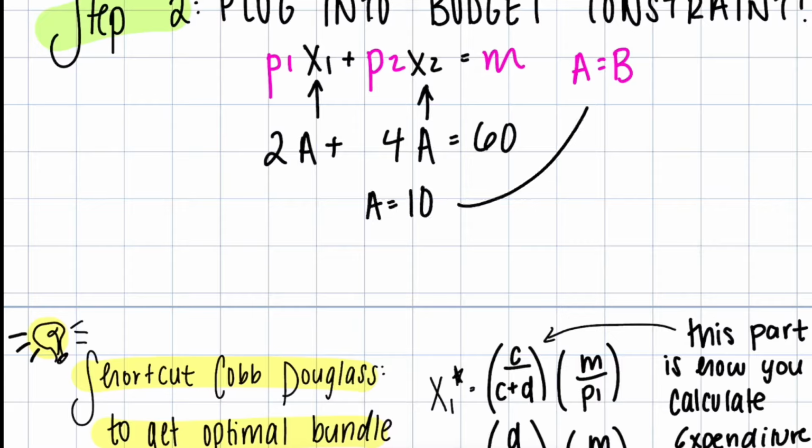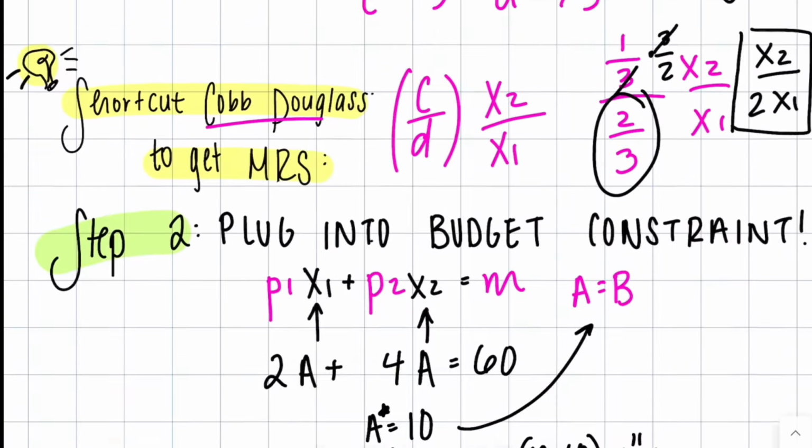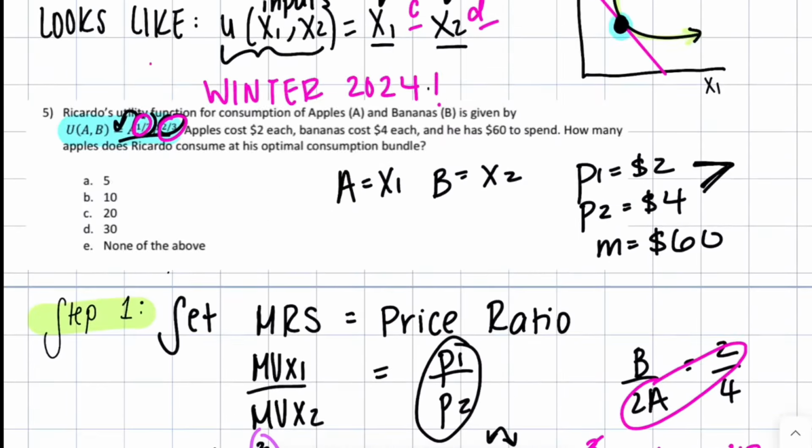And since a is equal to 10 and b is equal to a, our optimal bundle is going to be at 10, 10. This maximizes our utility, gives us the most happiness. And so our answer would be B.